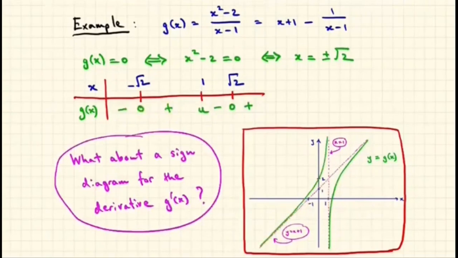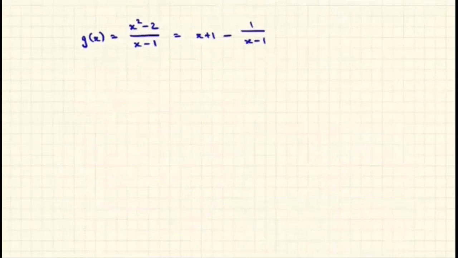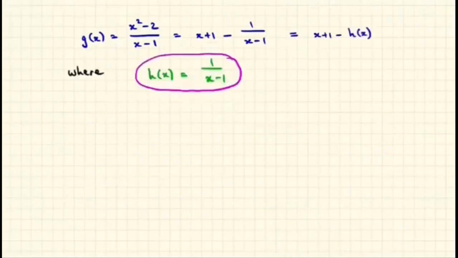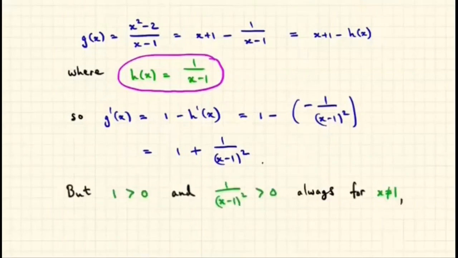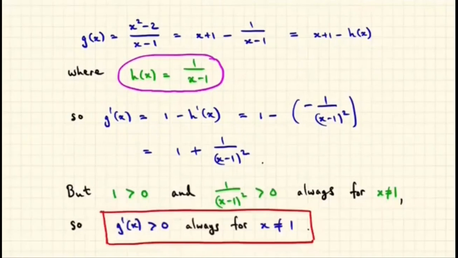What about a sign diagram for the derivative? As we've noted, the rule for g can be rewritten as x plus 1 minus 1 over x minus 1. The derivative is one plus 1 over x minus 1 all squared. But all parts of this expression are positive. So g dash x is positive always, provided x is not equal to 1.